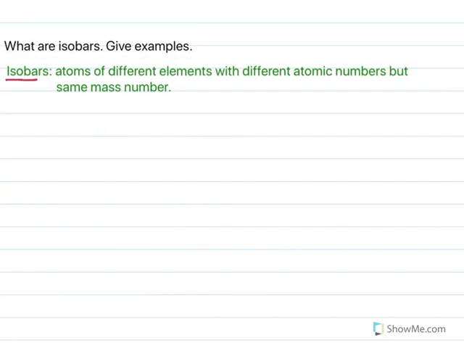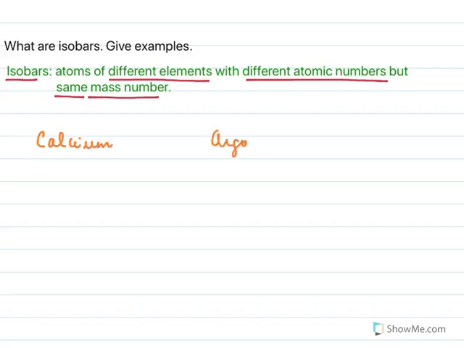What are isobars? Isobars are atoms of different elements having different atomic numbers but the same mass number. An example would be calcium and argon. Calcium, Ca, argon is Ar. They have the same mass, so both have a mass of 40 and 40, but their atomic numbers are different. Calcium is 20 and argon is 18.